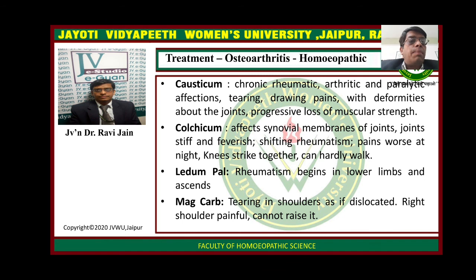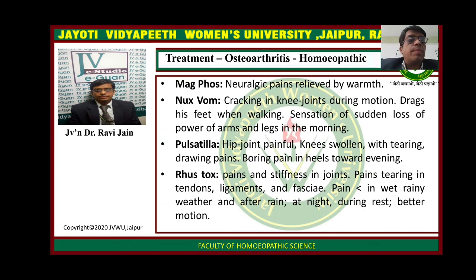Next, we have ruta. Ruta has tearing in the shoulders as if dislocated. Right shoulder pain, cannot be raised. Next important medicine is mag phos, which has neuralgic pain that is better by warmth. Nux vomica has crackling in the knee joints during motion, drags his feet when walking. There is a sensation of sudden loss of power of the arms and legs in the morning.